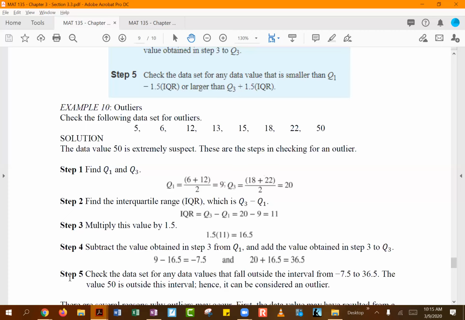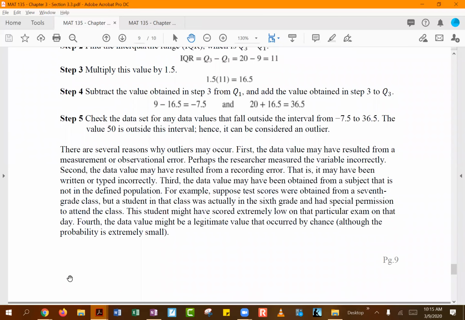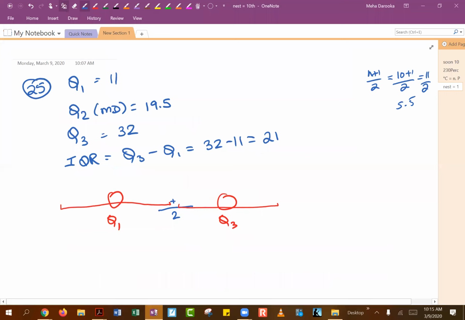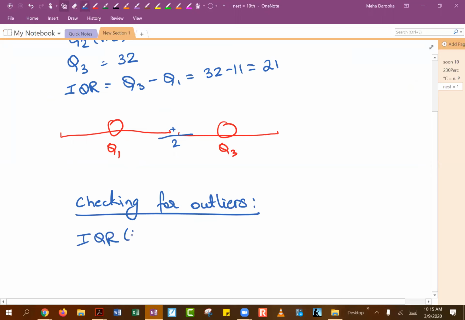So if we had to do a similar calculation, let's use this example right here that we did, because we've done all those calculations, so we don't have to start over. Take your interquartile value, and here we are checking for outliers. So interquartile range, multiply by 1.5, what will you get?